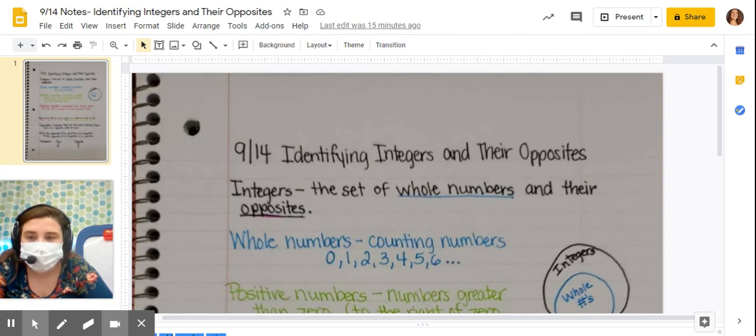So today we are still going to be taking notes on identifying integers and their opposites. The first thing I need you to do is get out a sheet of paper or open to your notes section in your math notebook. At the top of the page, please write today's date, which is September 14th, and the title: identifying integers and their opposites.